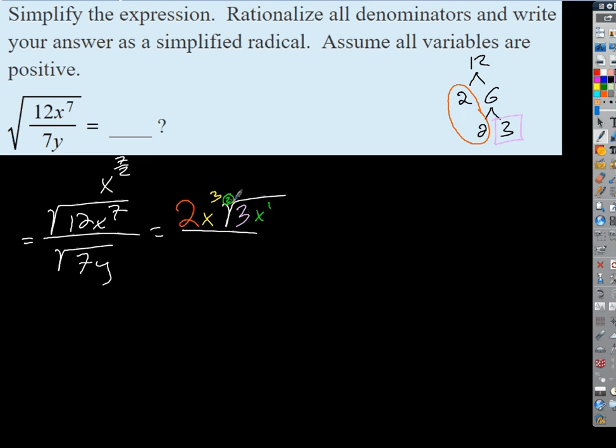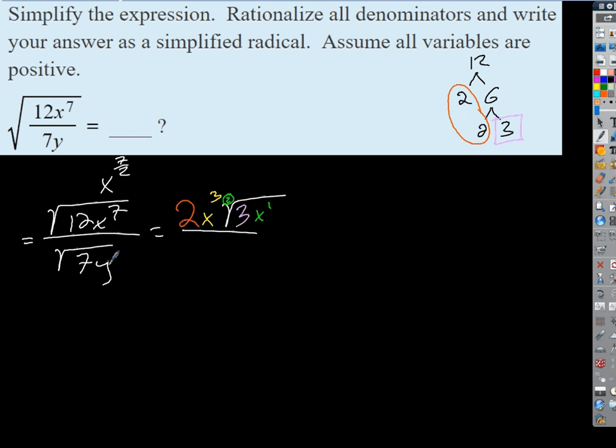So what about the bottom? Nothing I can do on the bottom, right? 7, I can't simplify a radical 7. No part comes out. 7's prime. And I've just got a y. So what do I do with the bottom now? We got to think back to our discussions about how do we simplify square roots of fractions. If I have a square root on the bottom, I can't have a square root on the bottom. What do I do with a stranded radical?